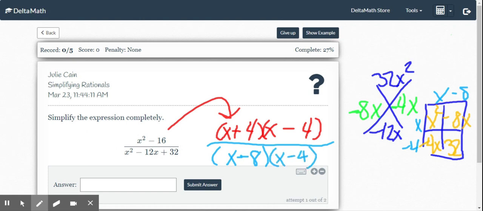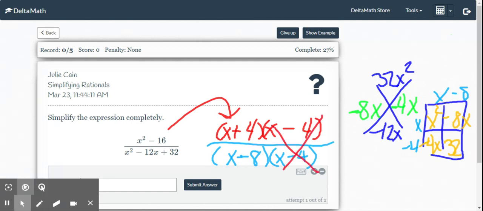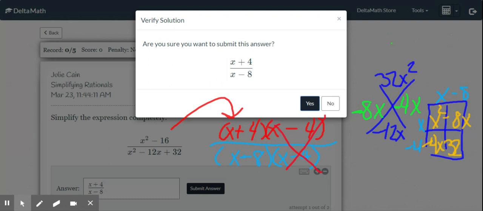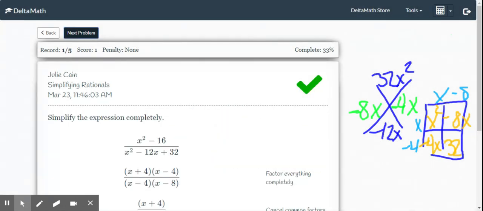And so then again, I can find common factors. Those x minus 4s will go away, and so I know my answer must be, hit my little slash mark to make a fraction, x plus 4 on the top, and x minus 8 on the bottom. And now I can submit, and yes, I'm sure, and boom, there we go.